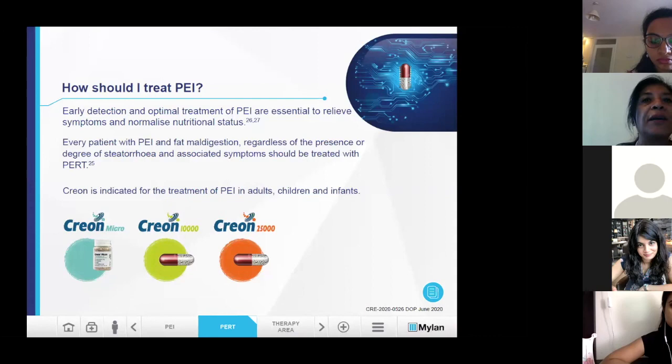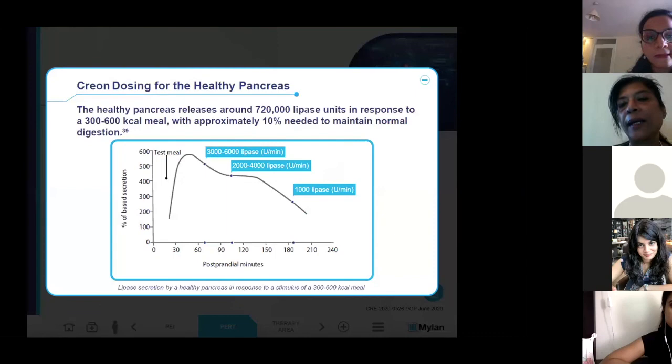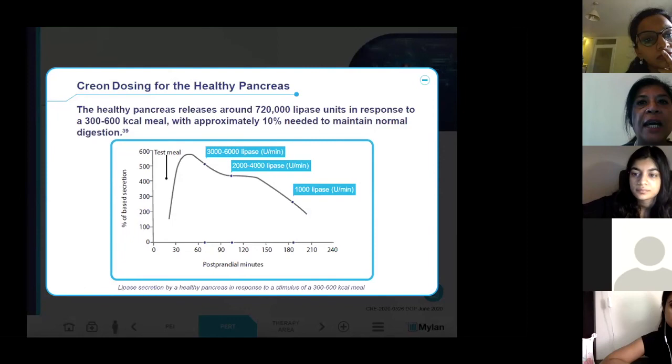Now, I know this sounds like a huge amount of doses, but if we think about a healthy pancreas, a healthy pancreas produces around 720,000 lipase units every time we eat a meal. So that's around 300 to 600 calories. It could be a sandwich or something. And 10% is required to maintain normal digestion. So a patient who has PEI is not able to produce 720,000 and will require PERT. It's important to remember PERT should be taken with food every time a patient eats to maintain normal digestion.